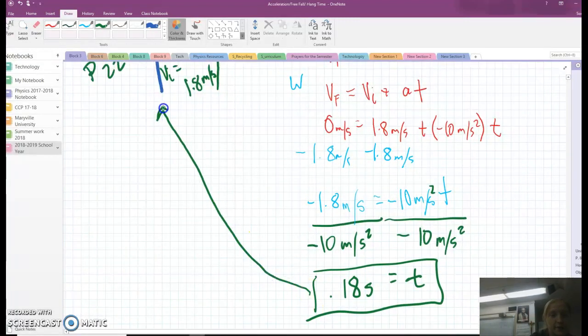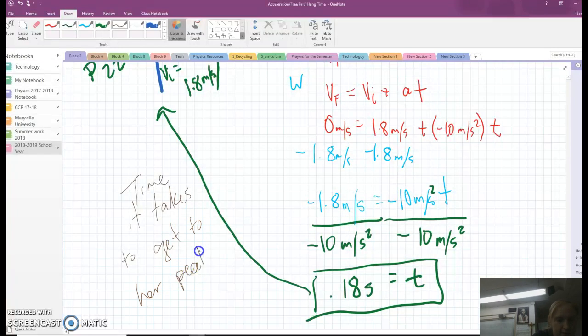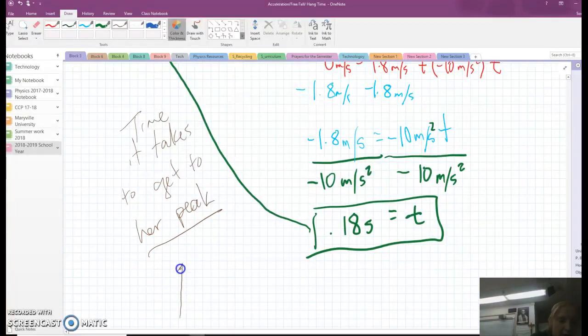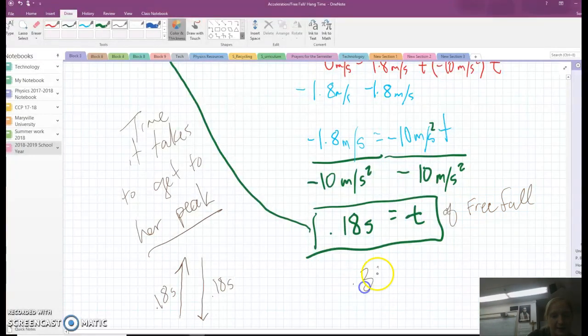This is just for her to get to the peak. This is the time it takes to get to the peak. How long is it going to take her to go all the way up? 0.18 seconds. And come back down, 0.18 seconds. So your total hang time, this is time of free fall, it would be 0.36 seconds equals T of hang time.